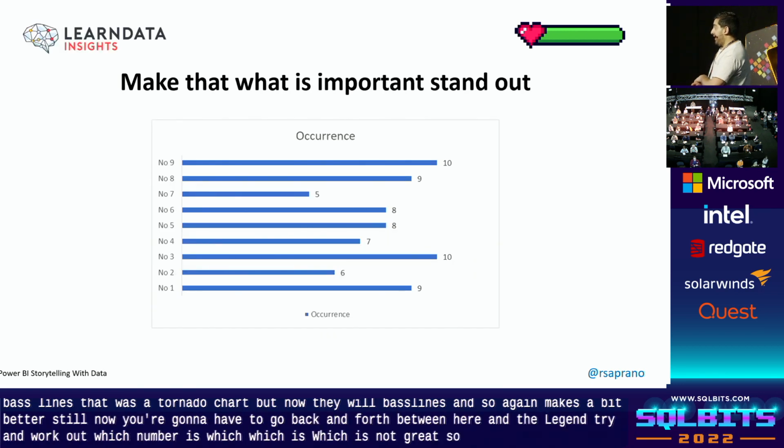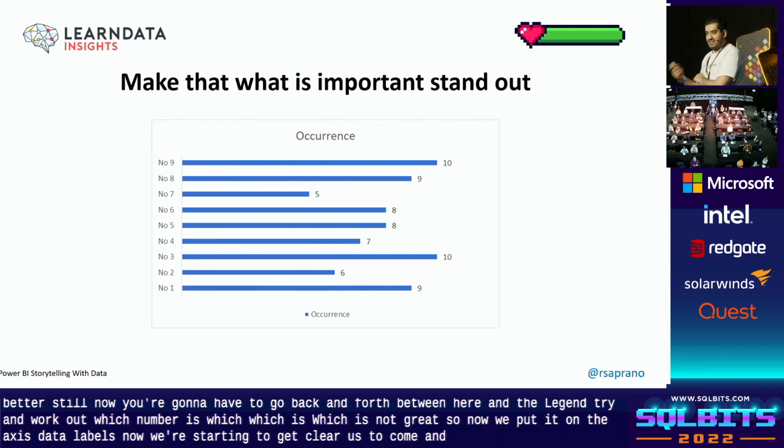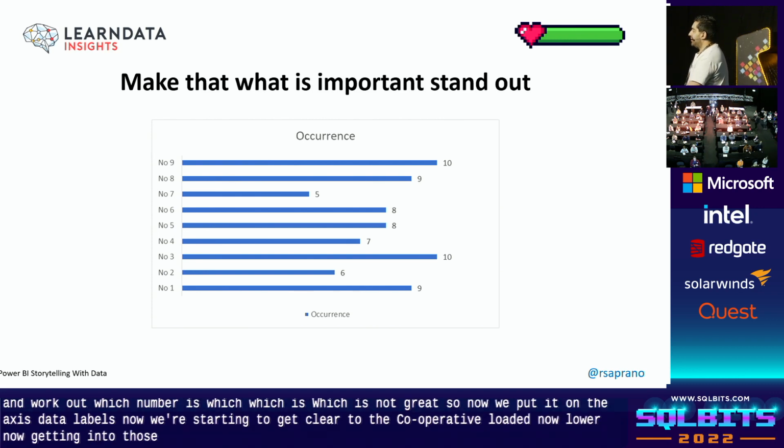So now we've put it on the axes, and we've put data labels. Now we're starting to get clearer. It's starting to become a lot more obvious. The cognitive load is now lower. It's now getting into those other examples.